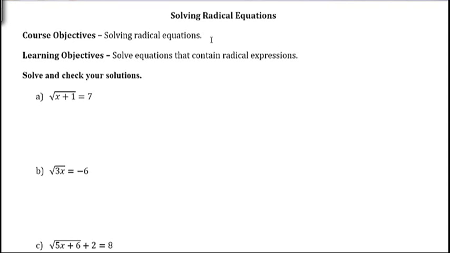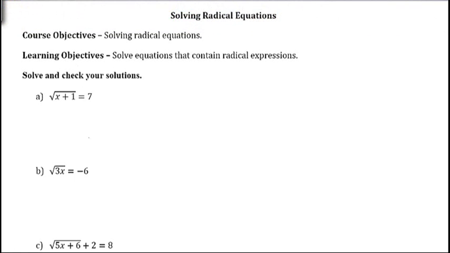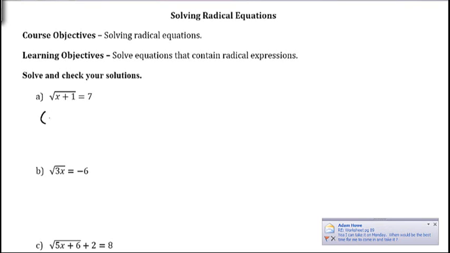This lecture video is about solving radical equations, and so all of these equations will have a square root in them. Our first example is square root of x plus 1 equals 7, and so we need to undo that square root, and if you remember, squaring is what will undo a square root. And so we're going to square both sides of this equation.